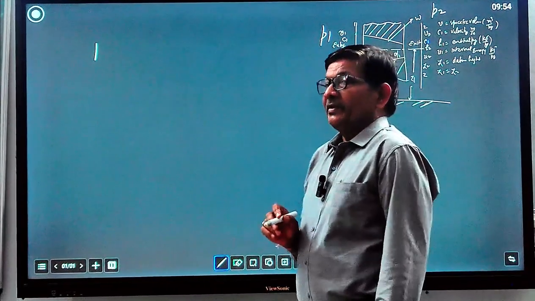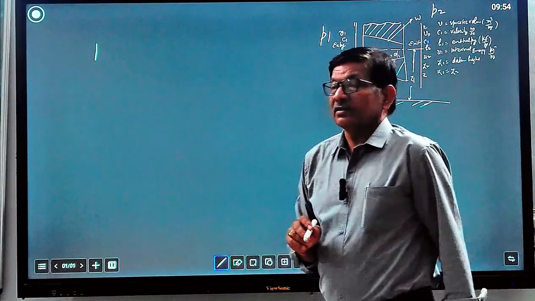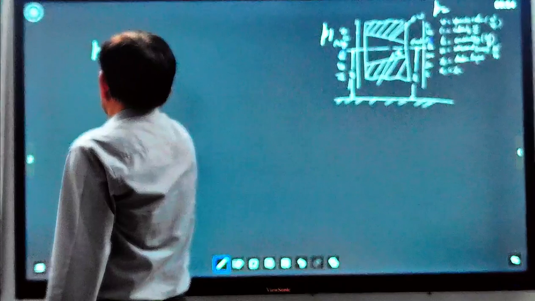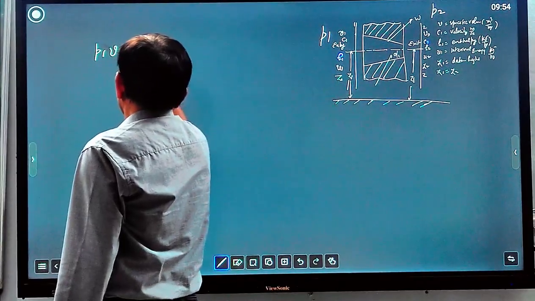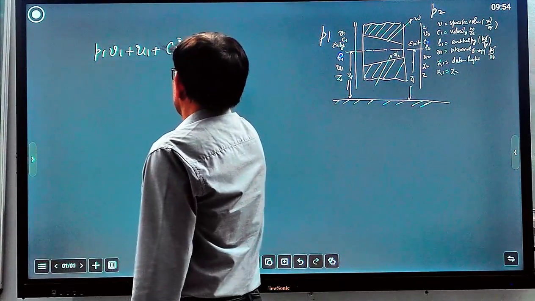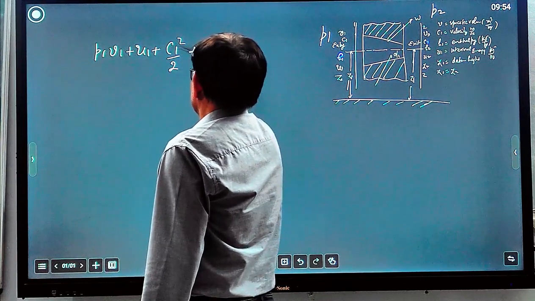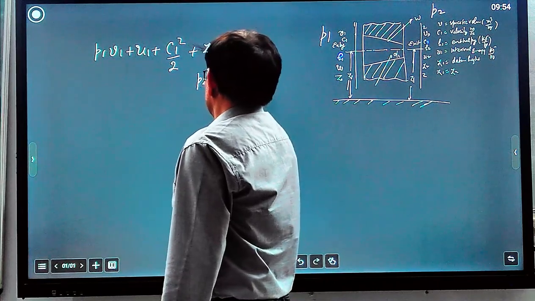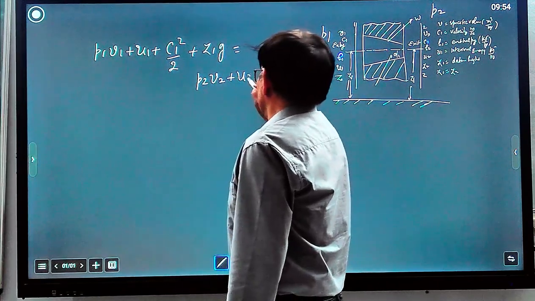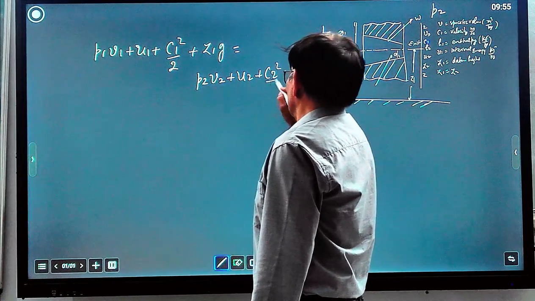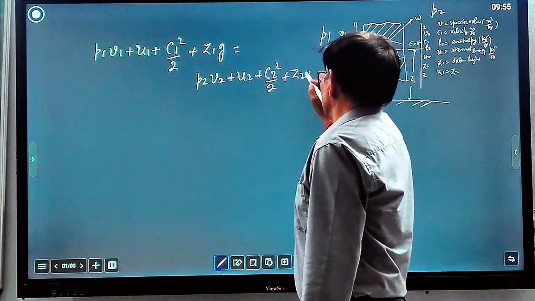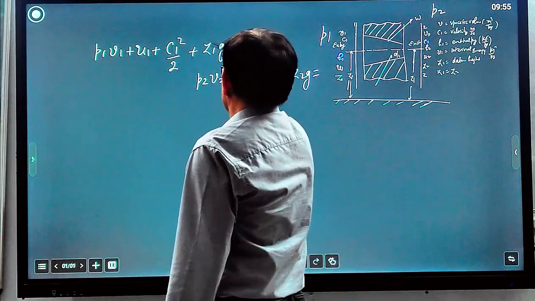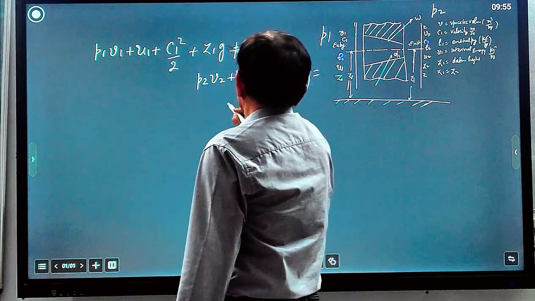So including all parameters in the energy balance equation: P1 V1 plus internal energy U1 plus C1 square by 2 plus Z1 G equal to P2 V2 plus U2 plus C2 square by 2 plus Z2 G, plus we can say here we have Q equal to plus W.